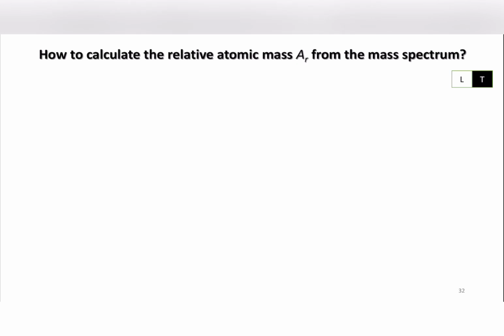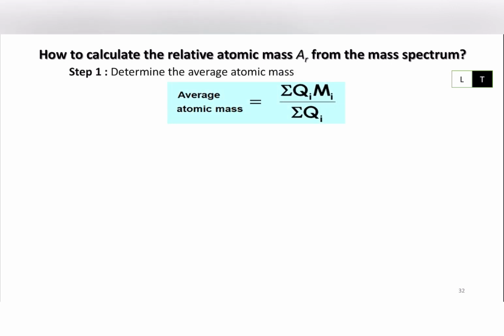In this video, I'm going to teach you how to calculate the relative atomic mass, Ar, from the mass spectrum. From the previous video, I've taught you how to calculate the relative atomic mass based on the ratio. But right now, we are going to go a bit more up level, how to calculate based on the mass spectrum. So we got two steps here. The first one is determine the average atomic mass.